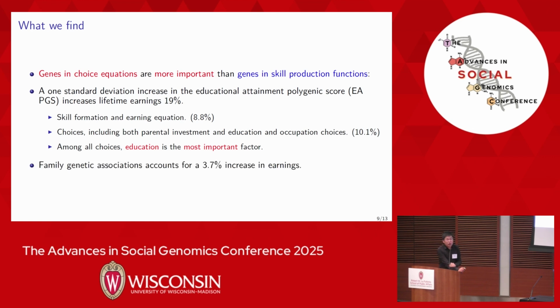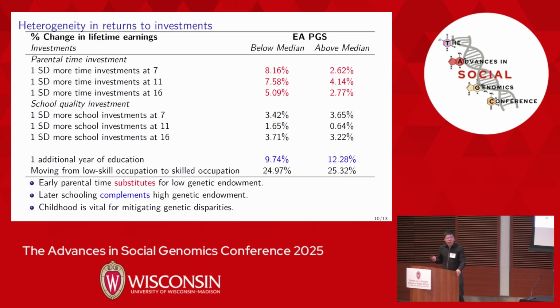And then in comparison, this family genetic association accounts for about 4% of the earnings. It's just a reference group we want to compare. Okay, and the other very interesting thing is trying to understand the heterogeneities in returns to investments. So we leverage the advantage of having this dynamic model, meaning that we have sequential human capital investments at different stages of life.